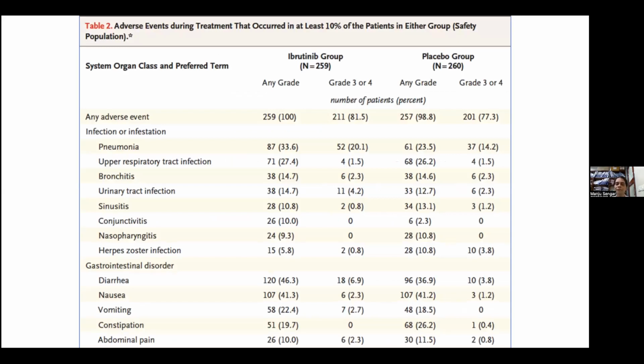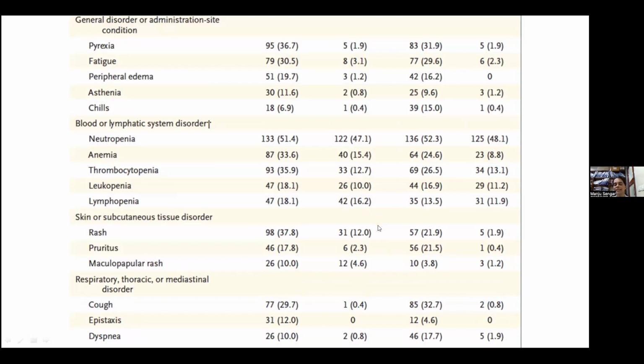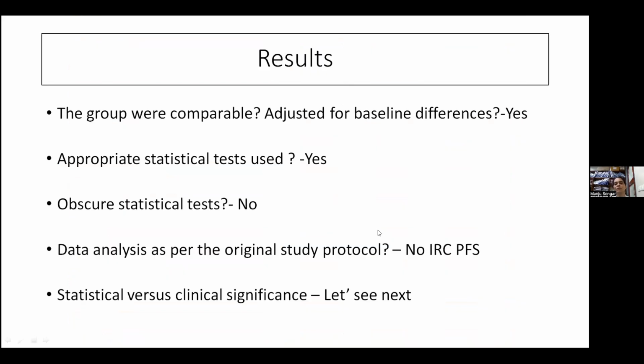Let's look at the toxicity. Though any adverse event matters, if you're looking at drug trials, typically the focus is on grade 3, grade 4 toxicity. And you can see almost 81% of patients here, 77% of patients here had toxicity. What kind of toxicity? Infections. So pneumonia in almost 20%, diarrhea, which was higher in the ibrutinib arm. Similarly, rash, which I said is something we see with ibrutinib, was higher here. So these were alarming as far as adverse events were concerned. So typically at the end of the results, the mental picture is whether the groups were comparable or not.